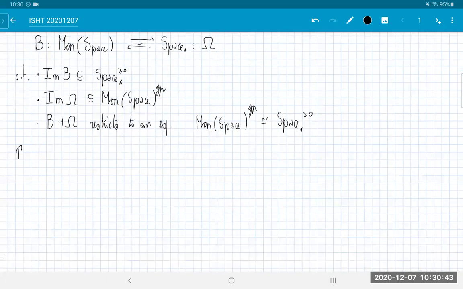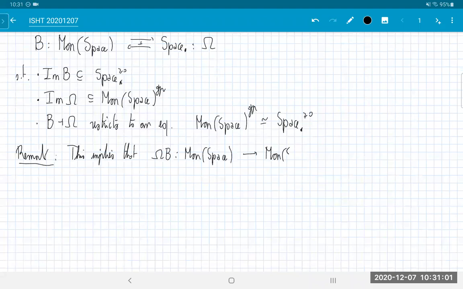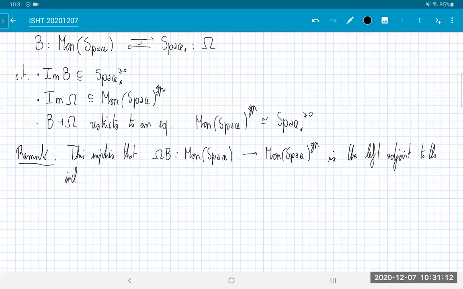Okay, and let me put a quick remark that I did already last time. This implies that omega b from E1 spaces to E1 groups is the left adjoint of the inclusion. That is the localization into the reflective subcategory of groups, and it's called group completion. And we write it as M goes to M group. And it's going to be the protagonist, I think, of next lecture.